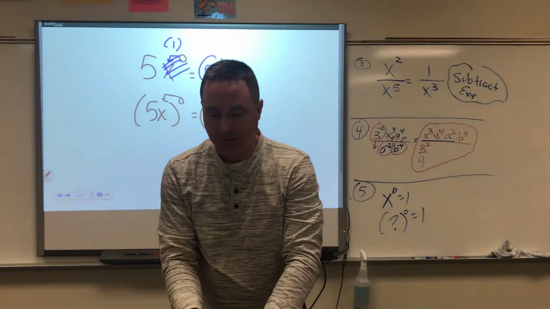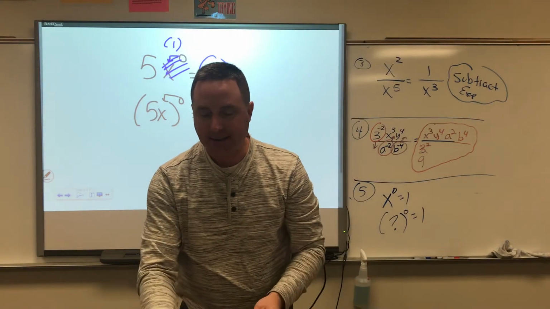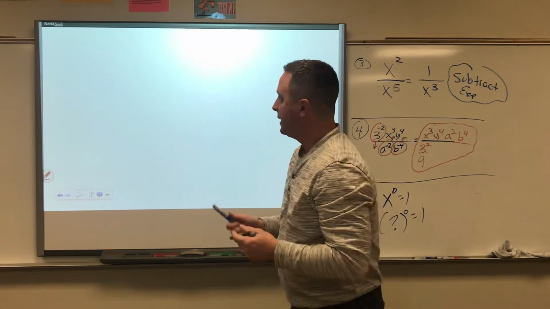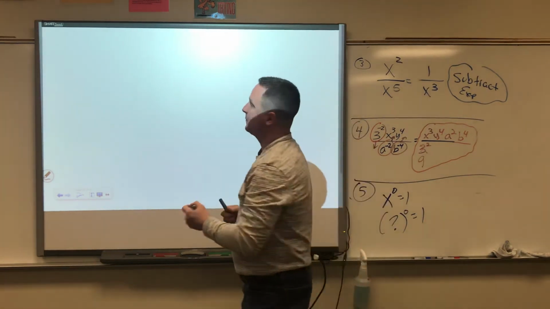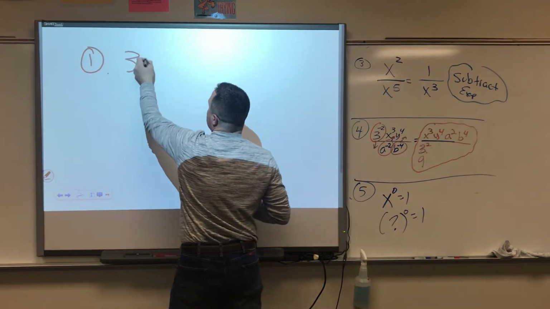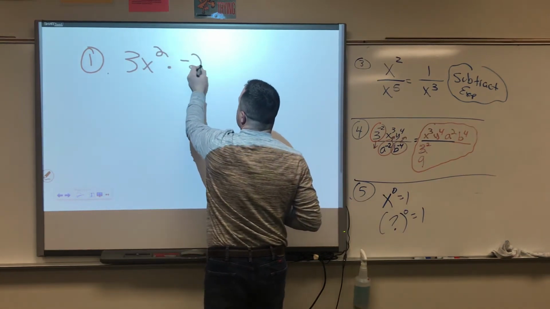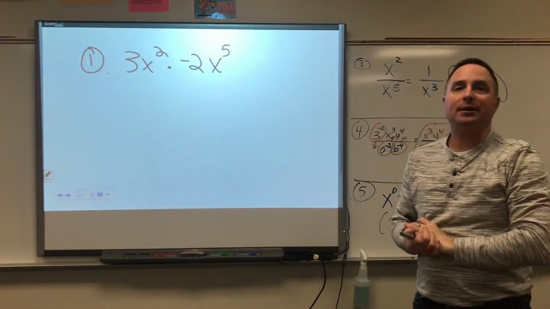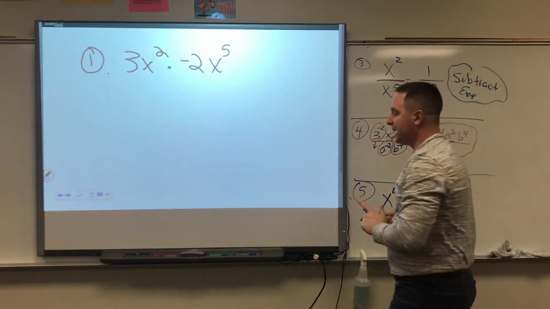All right. I'd like to take a look at 4 last examples here, and we're going to try these. Okay, here's the first one. What if I had 3x squared times negative 2x to the 5th? Now I don't see any parentheses. I just see some multiplication going on.